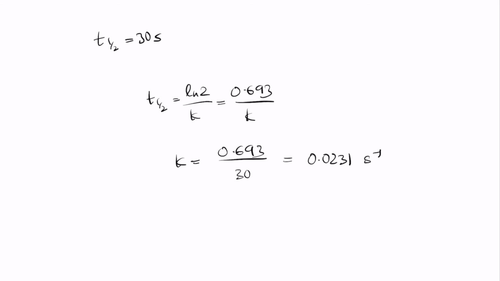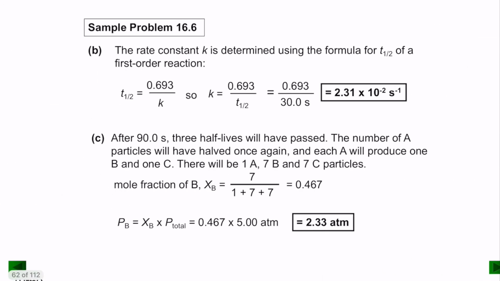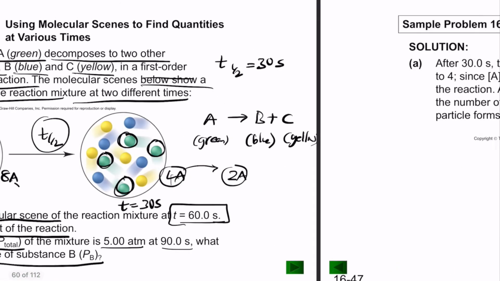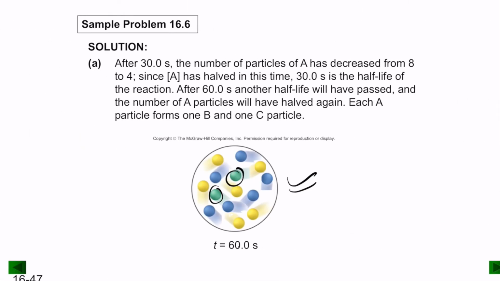So the k will be in second inverse. We have found the k value, which is 0.0231 second inverse. Next, they are asking us to find at 90 seconds. Notice that this is 60 seconds. At 90 seconds, there is only one molecule left. Originally there were 8 of them, so 8 will become 16 molecules, which is going to be 8 B's and 8 C's.